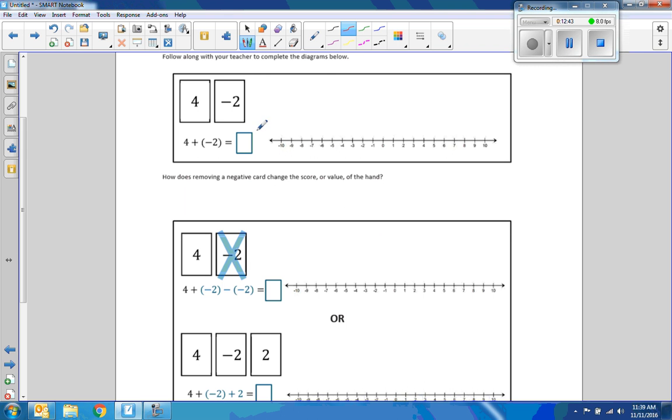Alright, so here's the next one. We always start at 0. Going to go to the right 4, and then it says minus 2, so we're now going to go back 2, and our answer is 2. How does removing the negative card change the score or value of the hand?